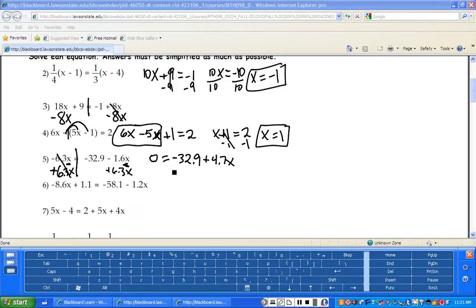Alright, so I'm trying to get that by itself, so I move this negative 32.9 over to the other side by adding. So I add 32.9 to both sides. Cancels on this side. So now I'm looking at 32.9 equals 4.7x. Divide both sides by the 4.7. Okay, so I have 32.9 divided by 4.7. That gives me 7. So I'm left with x equals 7. Alright, so that would be the answer to problem number 5.